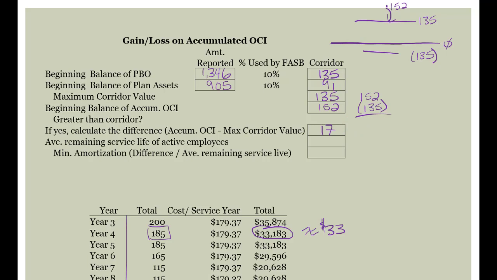Last year I was $35,000 over. This year I'm only $17,000 over, even though I increased in value. The change in the corridor width has made it so I have less of an adjustment. So I know I need to make an adjustment. I've got to figure this out. I need the average remaining service life of my active employees.